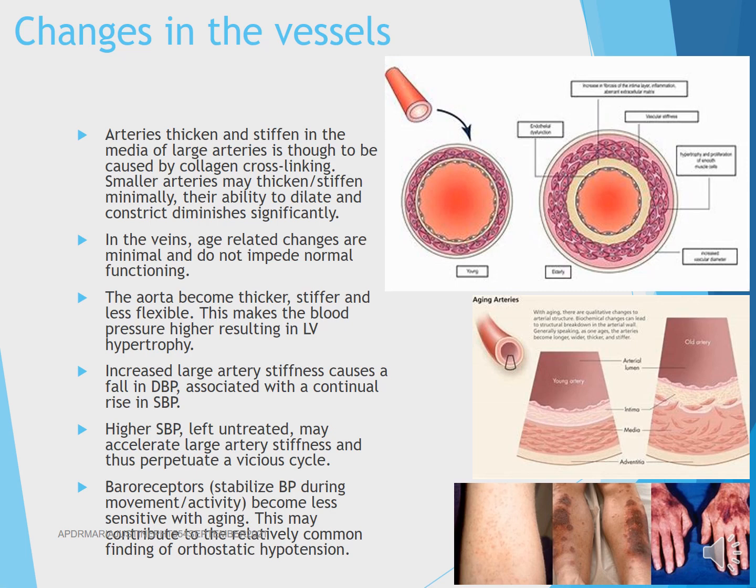So what happened to the vessels? The arteries thicken and stiffen in the media of large arteries, which is thought to be caused by collagen cross-linking. All right, so remember one of the theories, the cross-linkage theory of aging. Smaller arteries may thicken or stiffen minimally. Their ability to dilate and constrict diminishes significantly. In the veins, age-related changes are minimal and do not impede normal functioning.